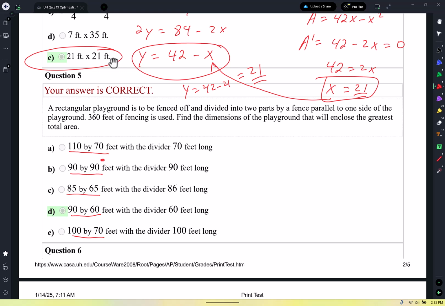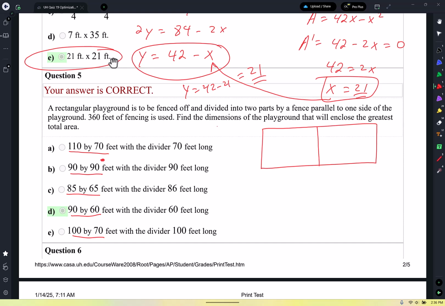Let's see what the question says. A rectangular playground is to be fenced off and divided into two parts by a fence parallel to one side of the playground. Yep, you're changing the game. You're changing the equation. 360 feet of fencing is used, and we're going to use that. The fencing is also used for the partition, guys. Sometimes they're not good with their words, but that is what it is. Find the dimensions of the playground that will enclose the greatest total area. Okay, here you go. Here is my enclosure, and you are using your fence to also do the partition. That's also part of the fencing that you have.